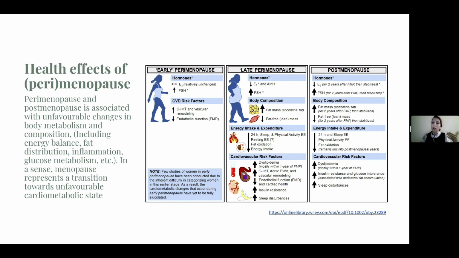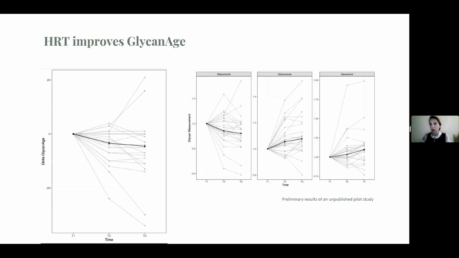What can we do? And the obvious solution is, of course, HRT. And I'm showing here the preliminary results of an unpublished pilot study where we showed that HRT improves GlycanAge of these people. A lot of these lines look very straight, but what I can tell you from these data is also that a lot of these women that had very good biological age from the start see more mild improvement, but the ones that had a very bad biological age see a drastic improvement. So what we're exploring now is how to use this marker, and can this marker actually be used to individualize HRT therapy.